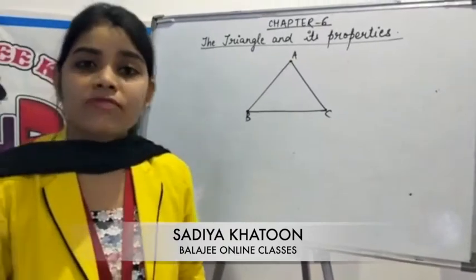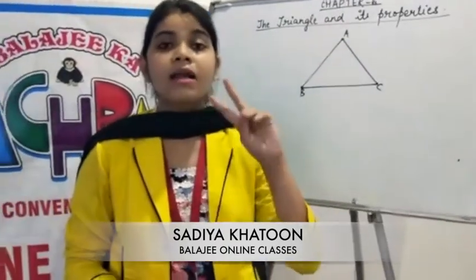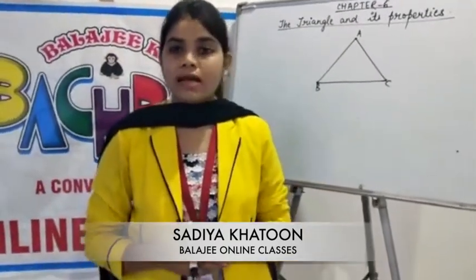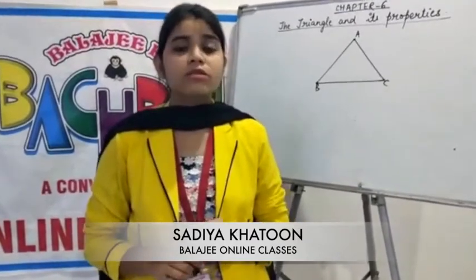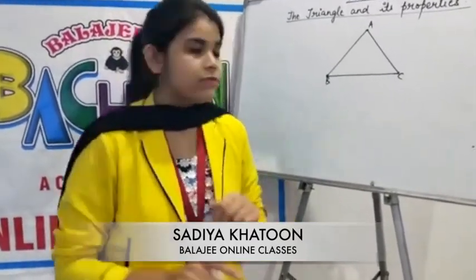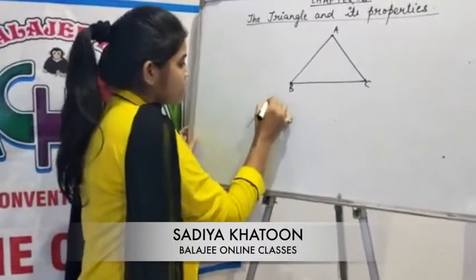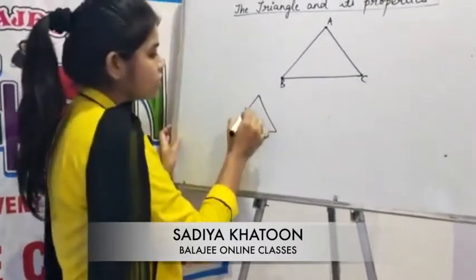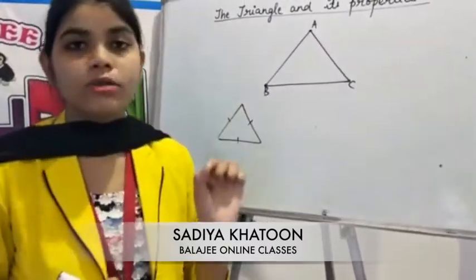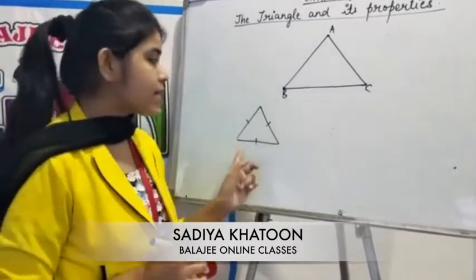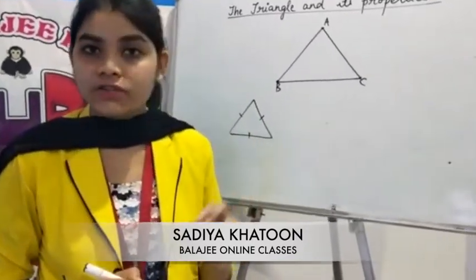Next comes the classification of triangles. There are two bases on which we can classify triangles. The first one is on the basis of the sides. For example, this is the first classification in which all the sides of the triangle are equal, and this kind of triangle is known as equilateral triangle.